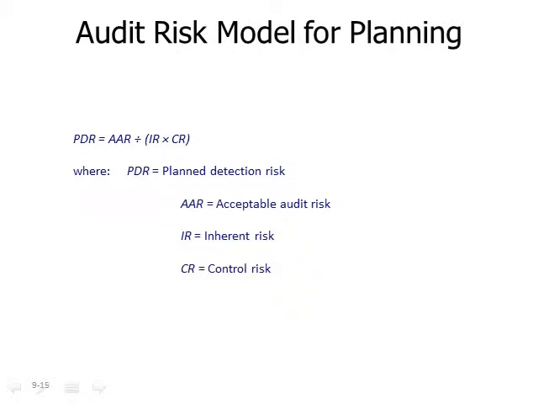And so this audit risk model for planning purposes is one of the standard risk models that we use in the financial audit function, where we say that the planned detection risk is equal to the acceptable audit risk divided by the inherent risk times the control risk. And we'll talk about each of these types of risks throughout this session.